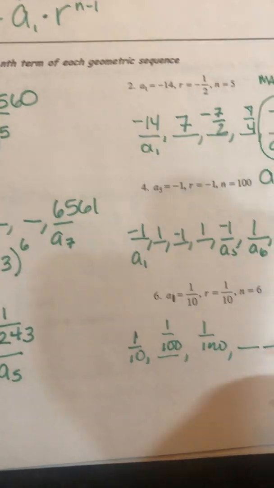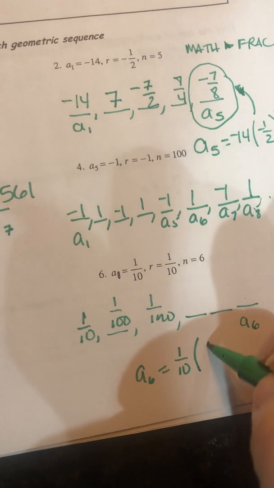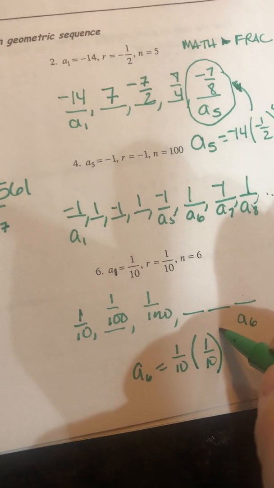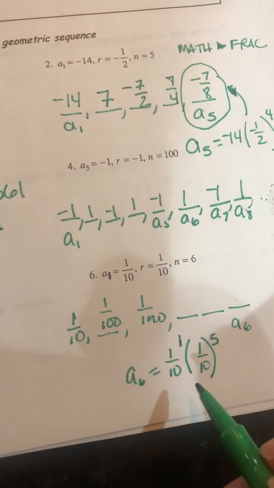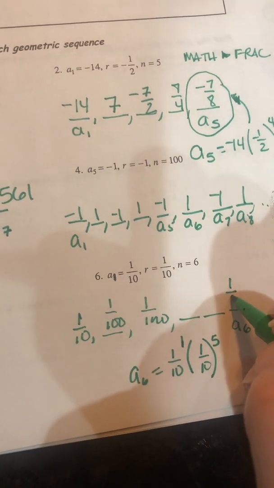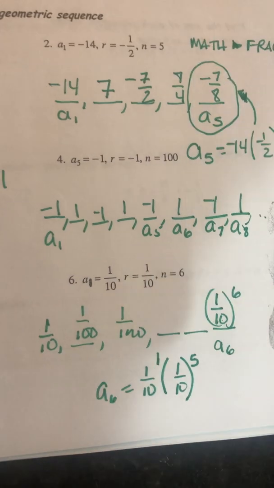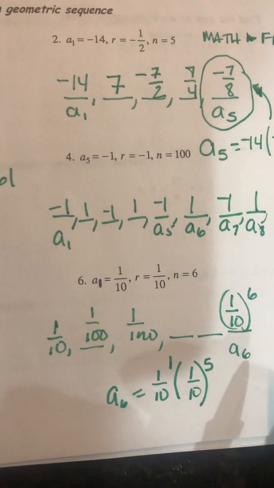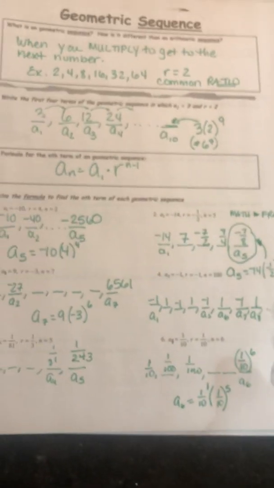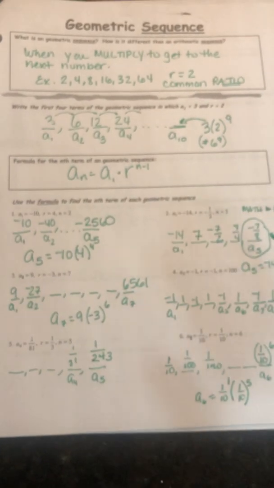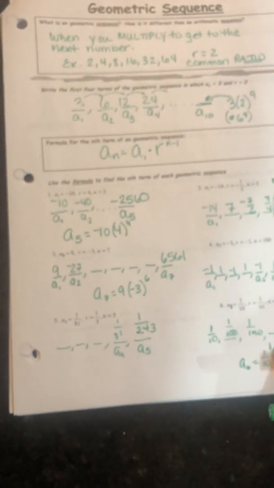Or I could use the formula and say the 6th term is the first term times the common ratio to the n-1. I see my bases are the same, so I'm just going to write this as 1/10 to the 6th. You can leave that like that. You could write it out, right, if you wanted to, all those zeros on the bottom. Either way is totally fine. So that's using the formula to find the next term, whatever term they tell you, in the geometric sequence. So it's not terrible, right?